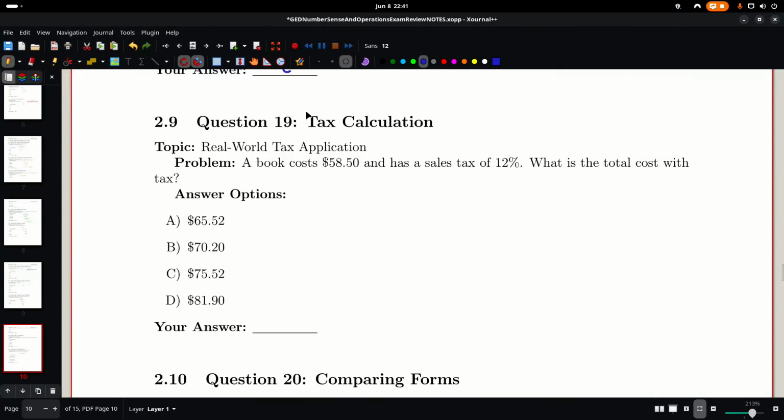Tax calculation, everybody's favorite. Everyone loves paying taxes. Just kidding, nobody likes paying taxes.